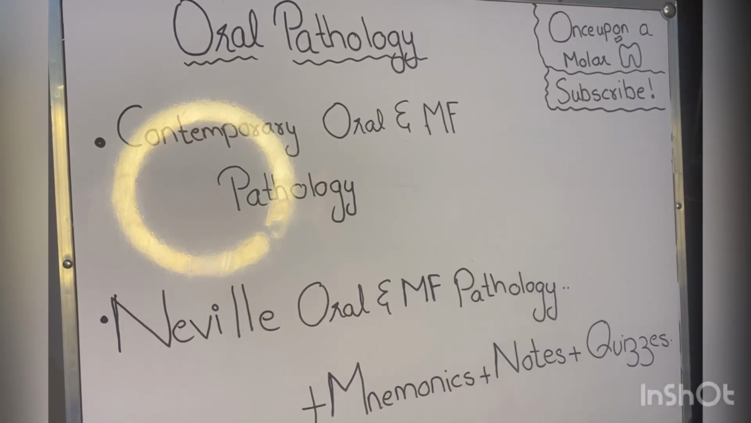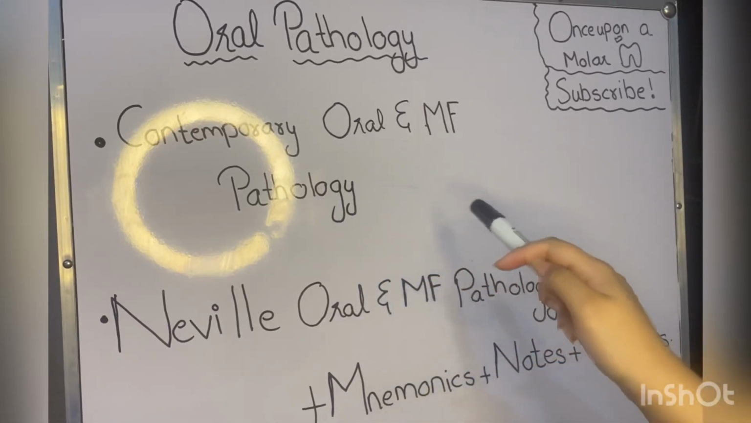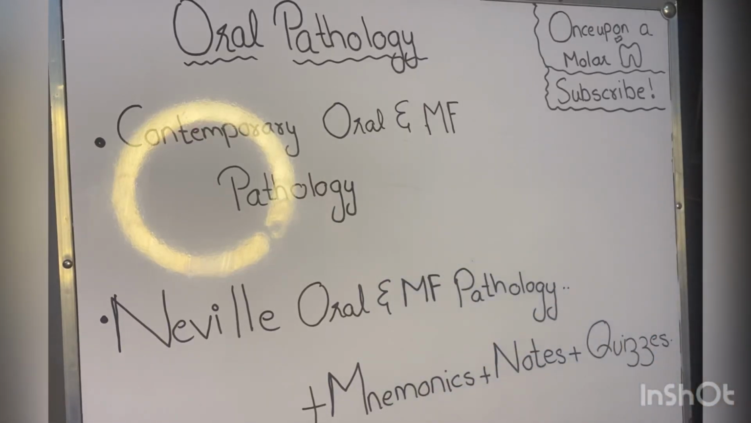So we're going to be taking everything chapter by chapter, topic by topic. First of all, we're going to be starting with the first chapter of Contemporary Oral and Maxillofacial Pathology, which is Developmental Disturbances in the Oral Regions. One of the most important chapters in oral pathology is chapter number 1, so give it a read if you have the book. But if you don't want to, don't worry, I've got you covered.